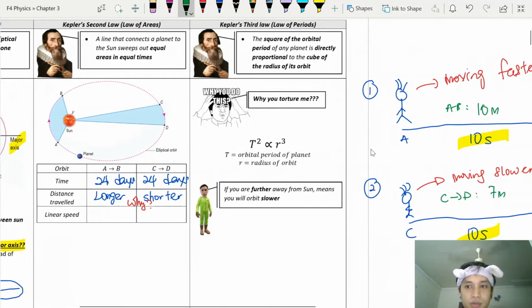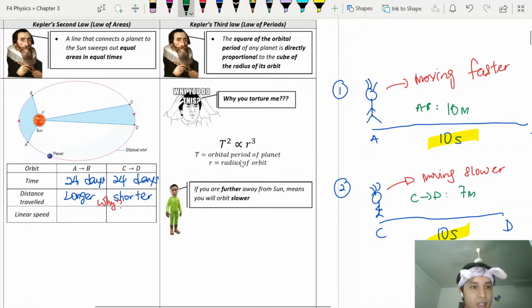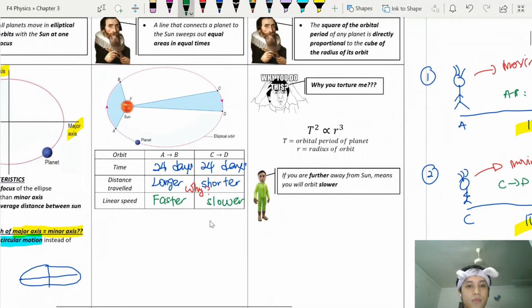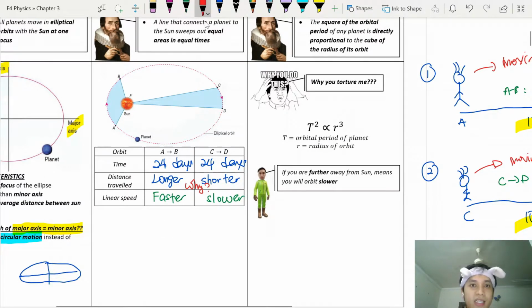Based on this concept, same thing, right? The reason why here you travel further and here you travel shorter is because you are moving faster. So from A to B, the speed is faster, whereas C to D is slower. Then the next question comes, but why? Another why. Why here faster, why here slower? It's because of the relationship between the distance of your planet and the sun.